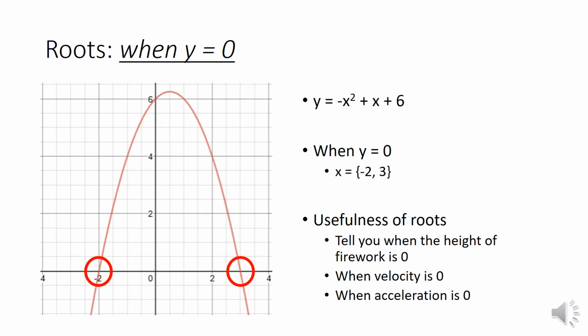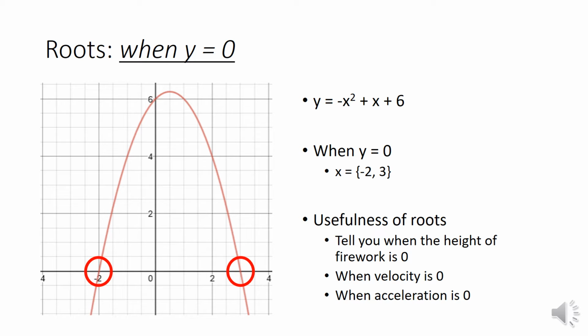So here we have a quadratic equation. It's y is equal to negative x squared plus x plus 6. Now the roots of this quadratic equation are just whatever x values we obtain whenever y is equal to 0. So when y is equal to 0, at the points on this graph where there are the red circles, that's where y is equal to 0. And we're wondering what those x values are whenever y is equal to 0.